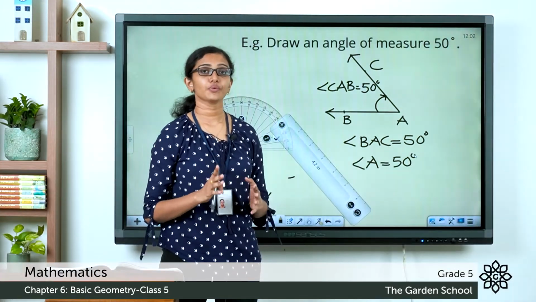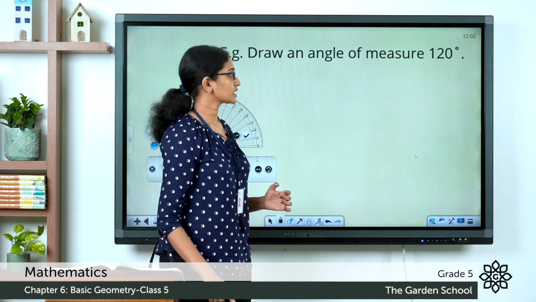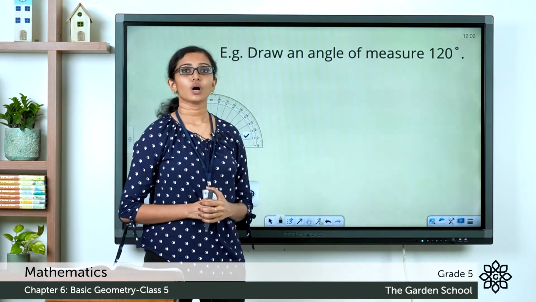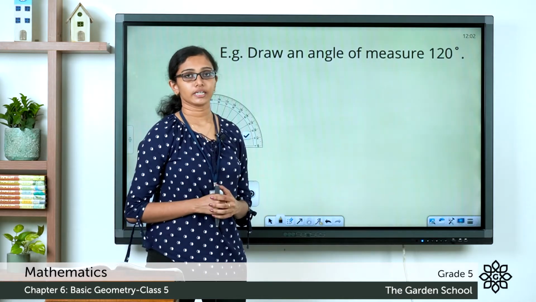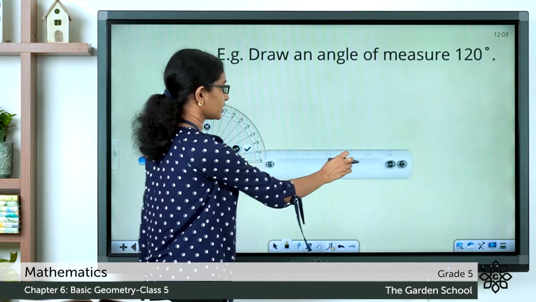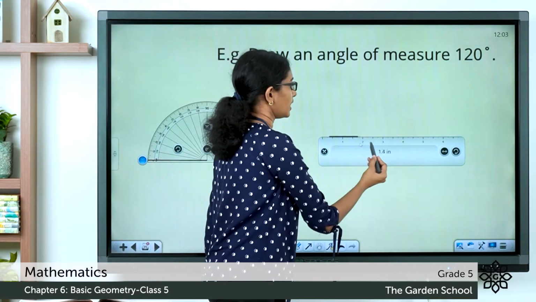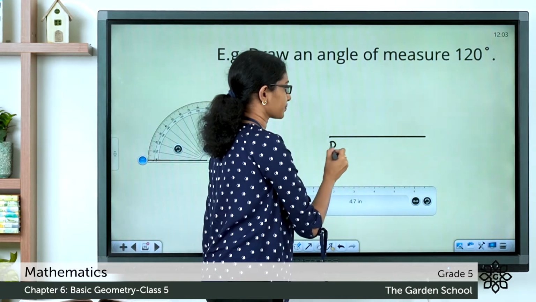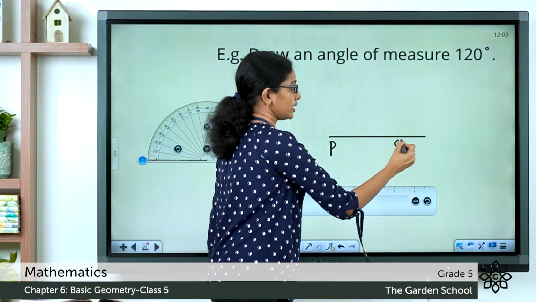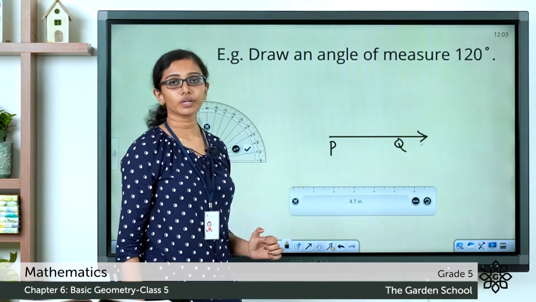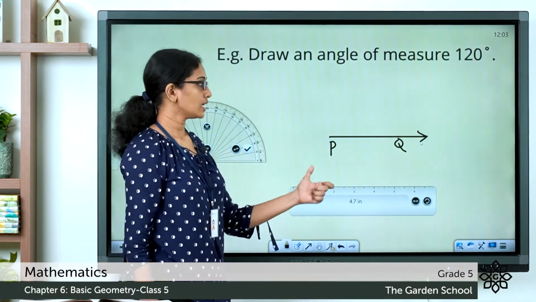Next we will see how to draw an obtuse angle using the protractor. So here we have a question, draw an angle of measure 120 degree. So the first step is to draw the lower arm. So take the ruler, draw a line, mark a point, let it be P, mark another point, let it be Q, draw the arrow. Now ray PQ represents the lower arm of the angle.